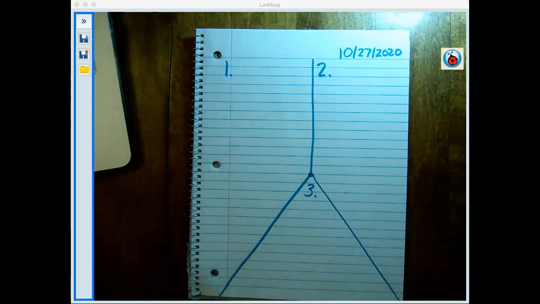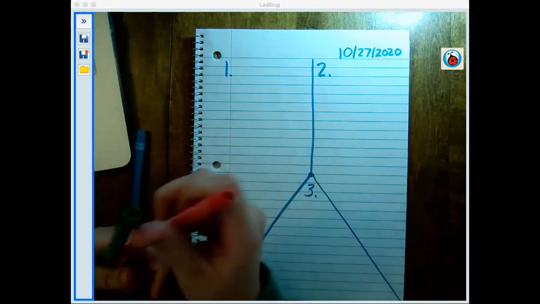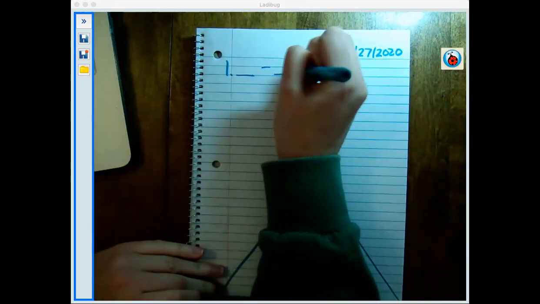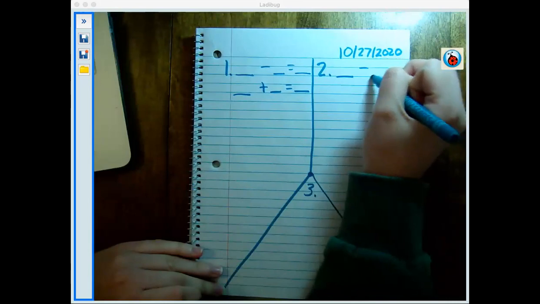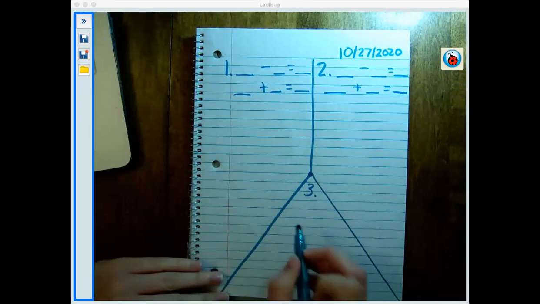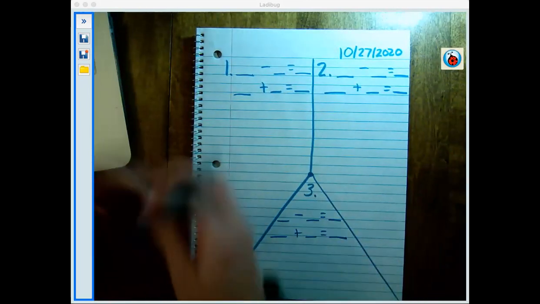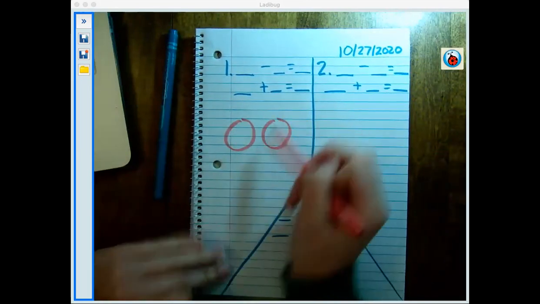Okay, so for our first problem, we're going to pretend that we're all going to the pumpkin patch. Okay, we're all going to make our way to the pumpkin patch. So, first, let me create my subtraction and my addition sentences. And this will be done for each problem, by the way. Okay. And for the first problem, this is how many pumpkins we saw at first when we went to the pumpkin patch.